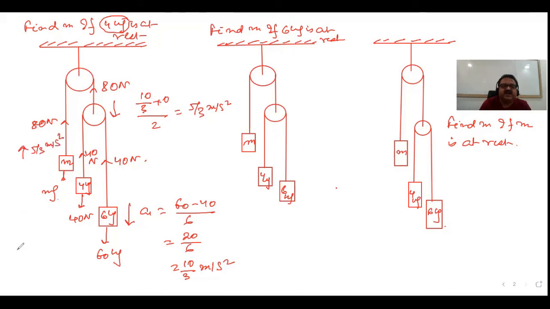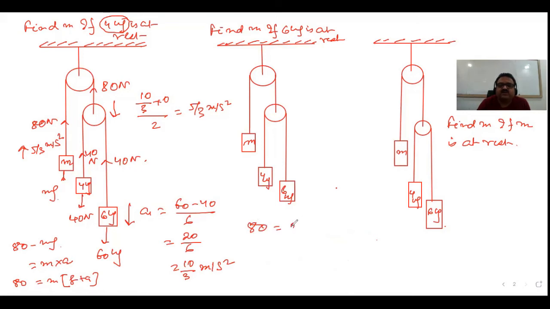Now what we can write for this? 80 minus 5 by 3. Sorry. Now for this mass, what will be the equation then? 80 minus mg is equal to mass into acceleration, m into a. Therefore 80 is equal to m of g plus a. Now we can solve it very easily.